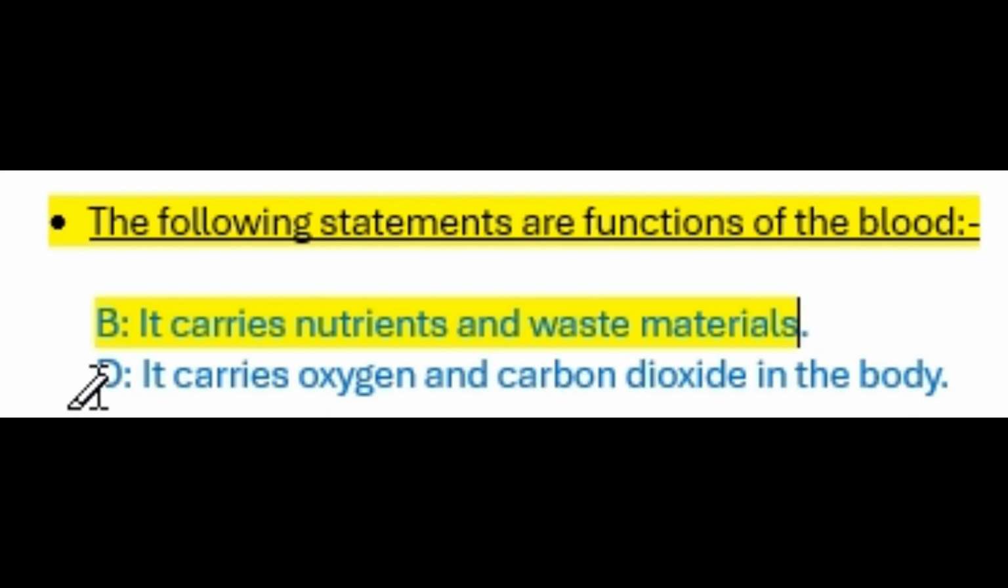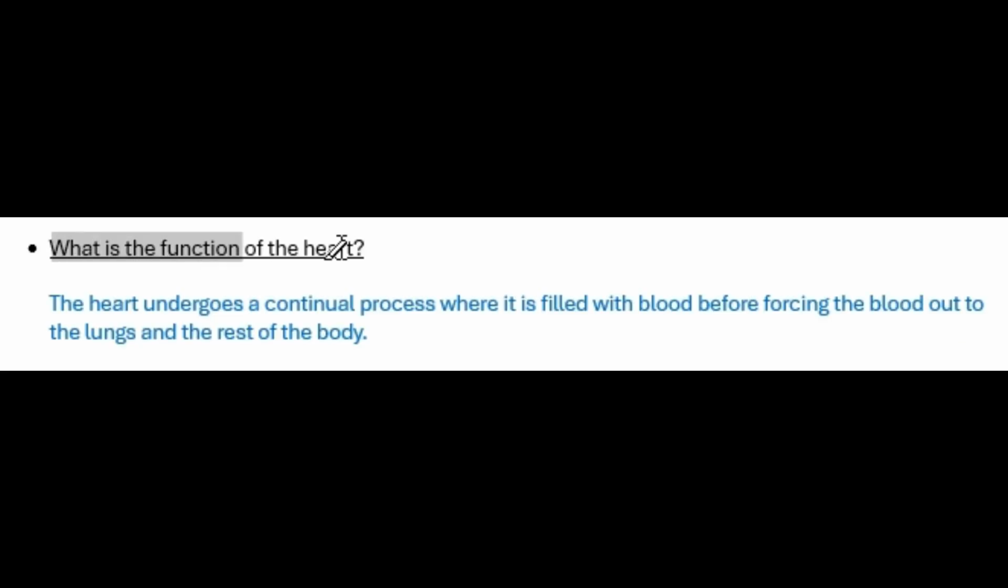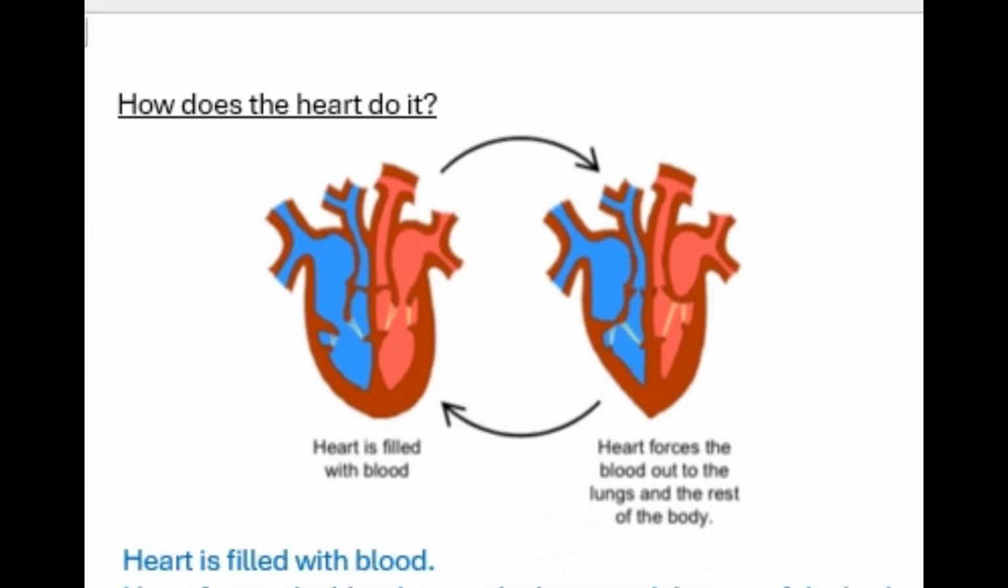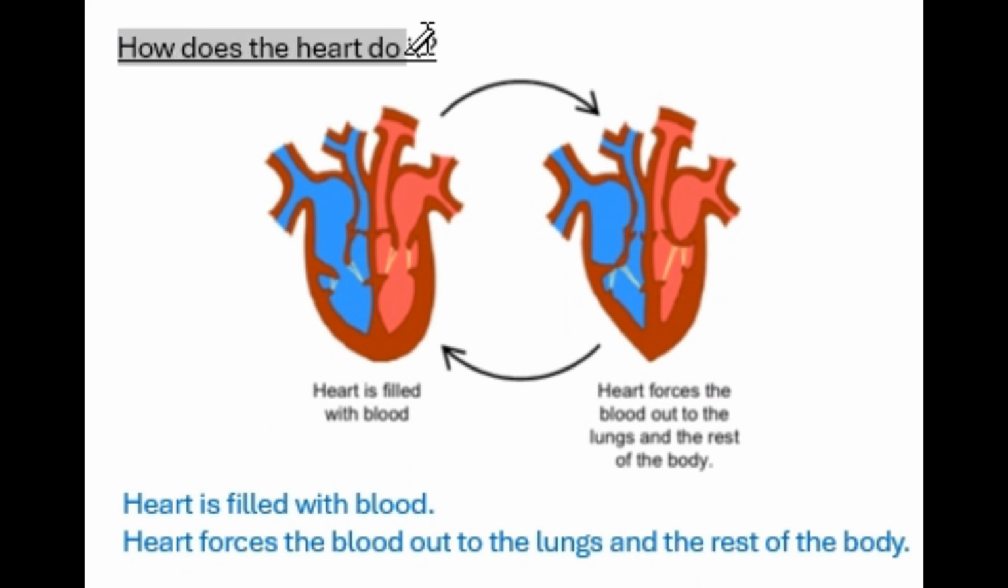What is the function of the heart? The heart undergoes a continual process where it is filled with blood before forcing the blood out to the lungs and the rest of the body. How does the heart do it? Heart is filled with blood. Heart forces the blood out to the lungs and the rest of the body.